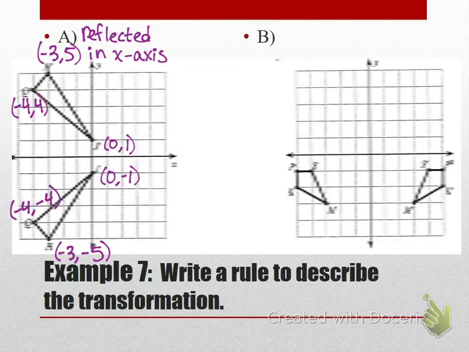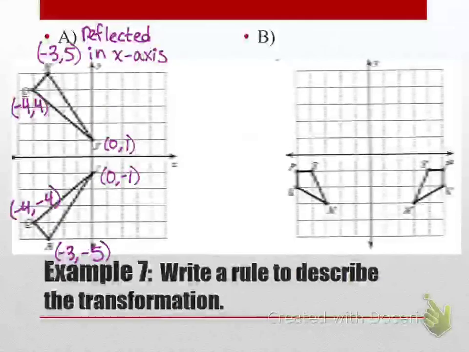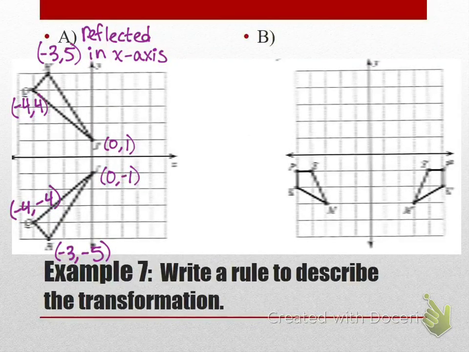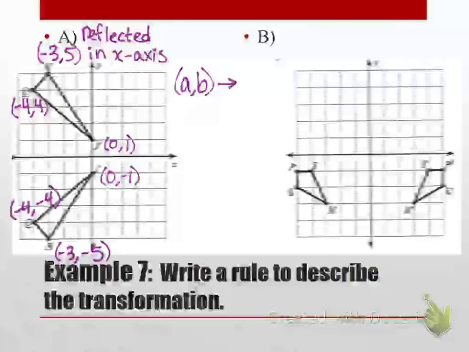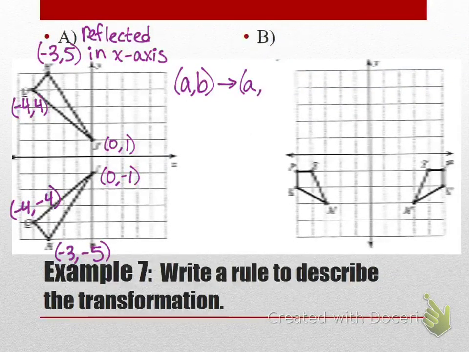The y coordinate becomes its opposite. What about the x coordinate? It stays the same. So a general rule that will apply to anything reflected in the x-axis is that if you start off with some point A comma B, and I don't care if A is positive or negative, if B is positive or B is negative, if you reflect in the x-axis, your x coordinate does not change. It stays the same. Your y coordinate flips its sign.